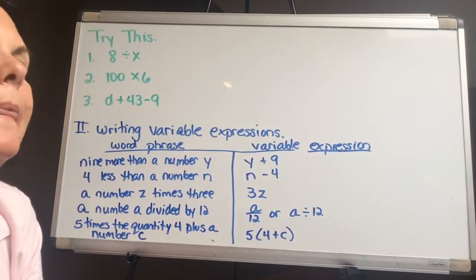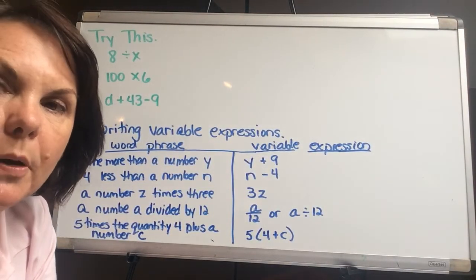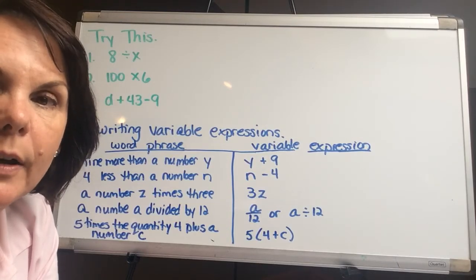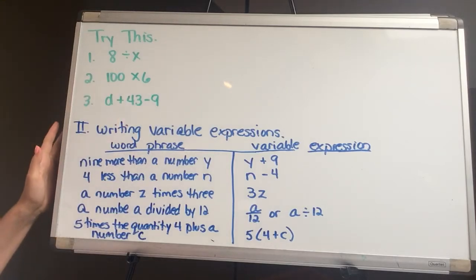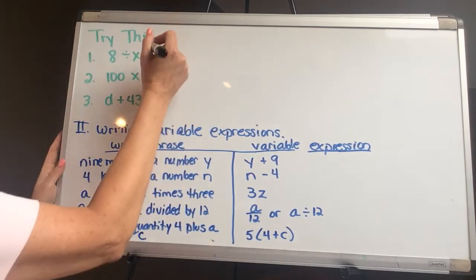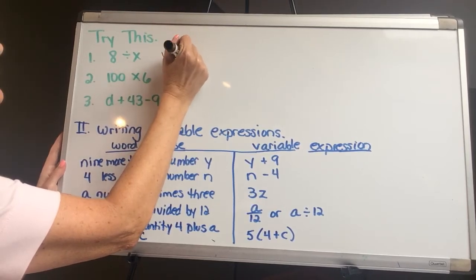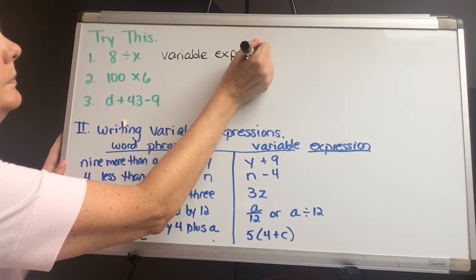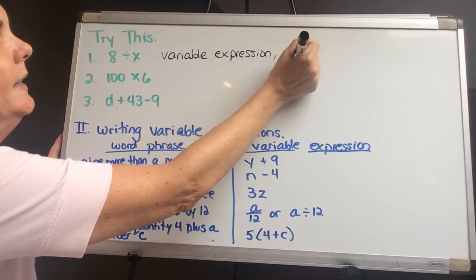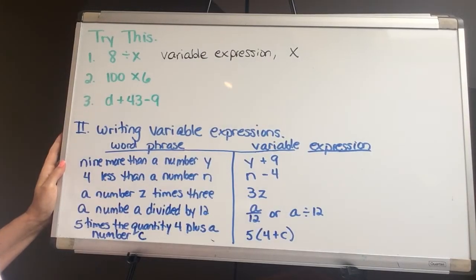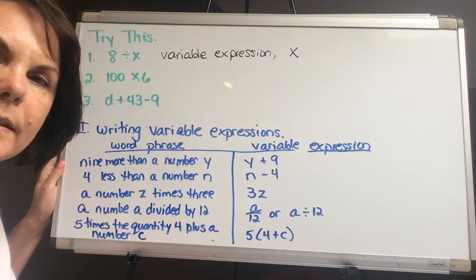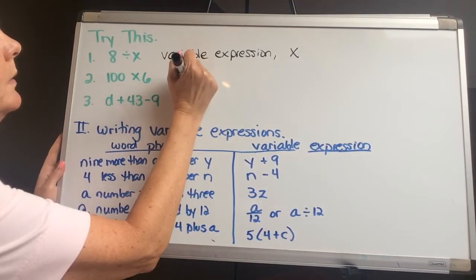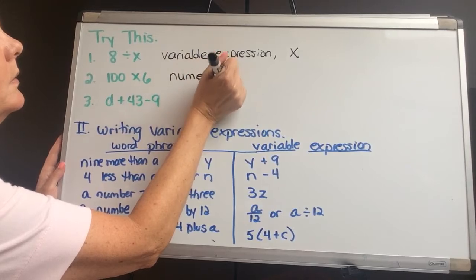Let's try a couple. Again, I'd like you to identify it as a numerical or variable expression. If it is a variable expression, please name the variable. So the first one, 8 divided by x. That would be a variable expression. And the variable is x. Number 2, 100 times 6. They are both numbers with an operation, numerical expression.